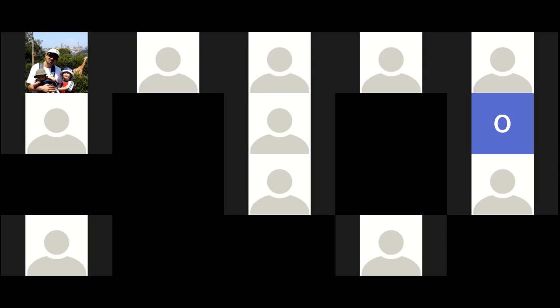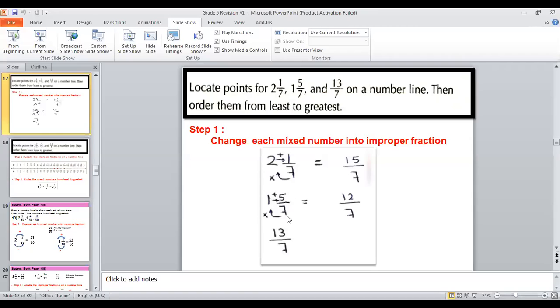Faris? Teacher, yes. How can we know how many parts we should put? If you look at the denominator, you will know. Like how? Like you said there's 1, 2, 3 parts, but how did you know? Look at this question.